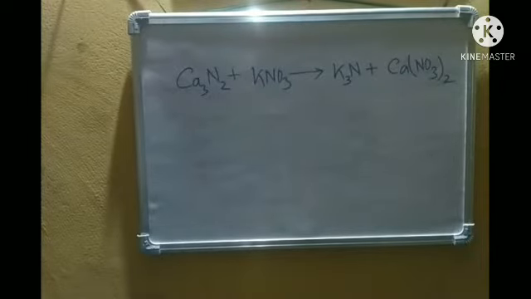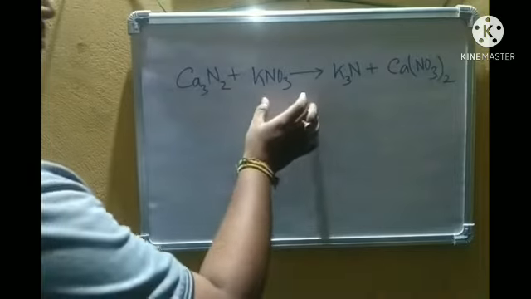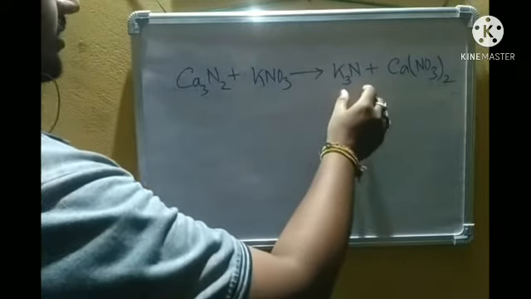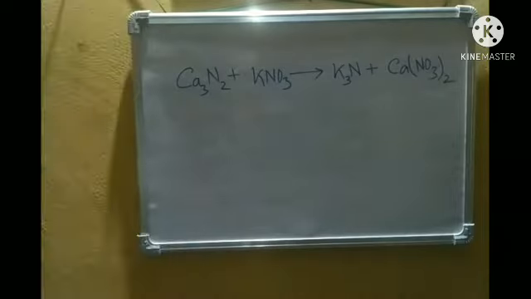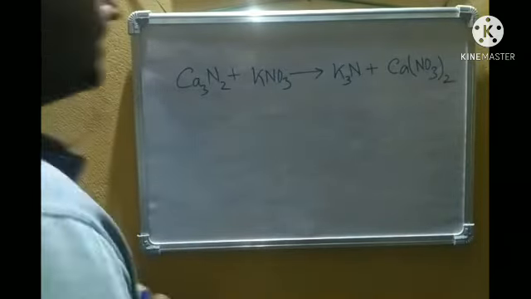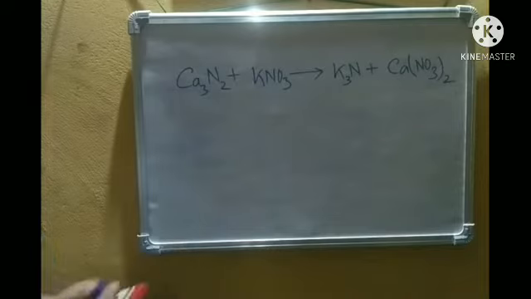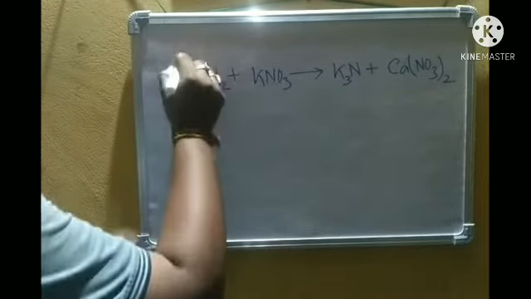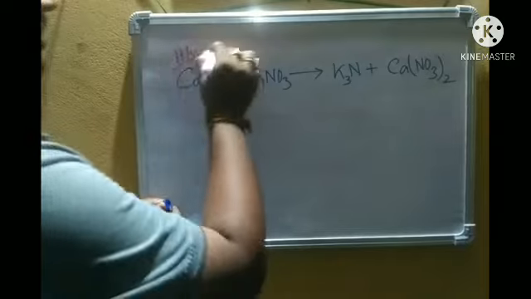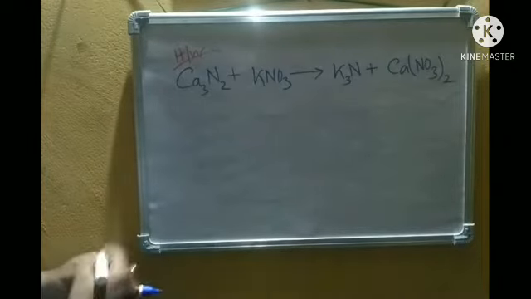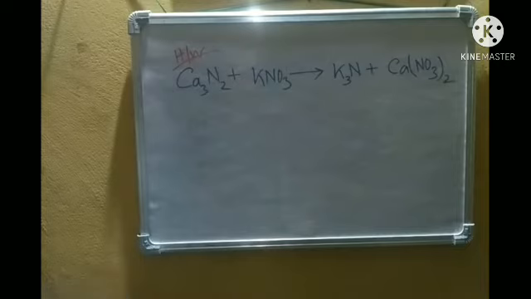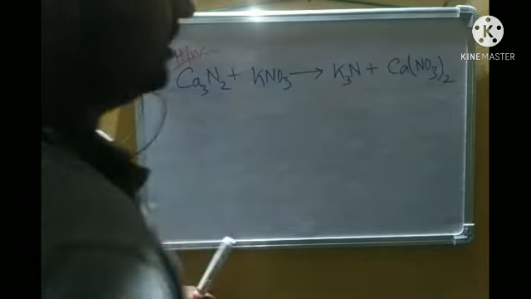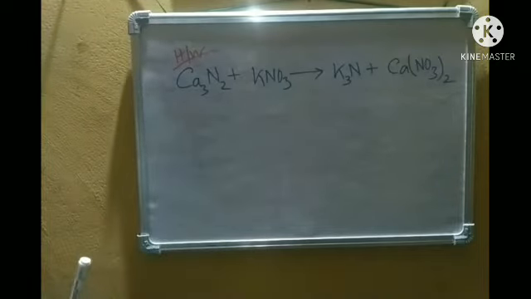So this is another equation, that is calcium nitride with potassium nitrate gives potassium nitride and calcium nitrate. If you have understood the concept of balancing a chemical equation, you can easily do this. So I am giving you this equation as your homework for this particular video. Try to complete it and we will discuss it in our live classes. So this is your homework for balancing a chemical equation. Try to do it by using the similar concept.